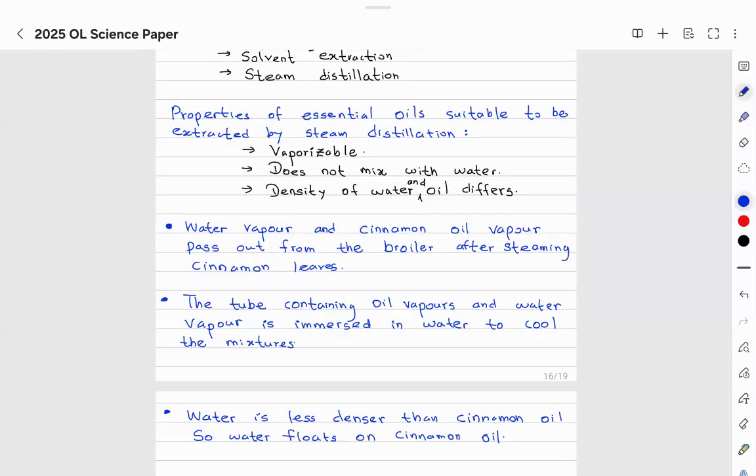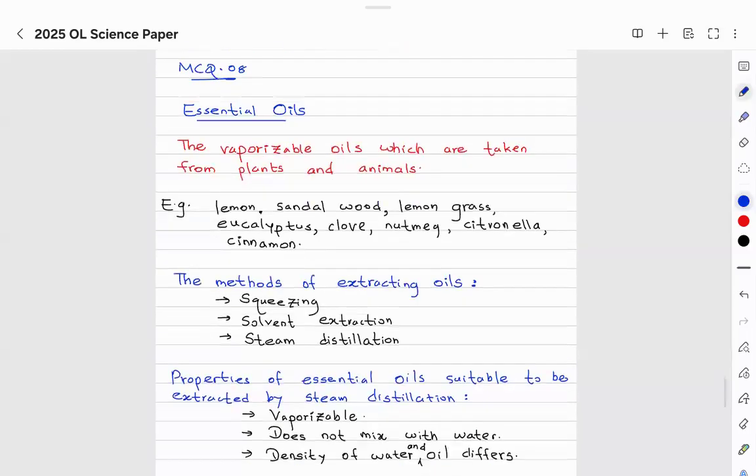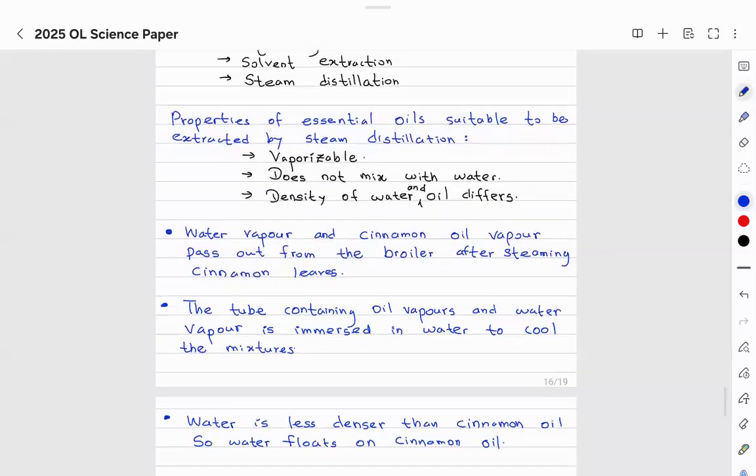Then water vapor and cinnamon oil vapor both are vaporizing. So both vapors, that means oil vapor and the water vapor, are immersed in water and cool the mixture. Then what will happen? Water has less density than cinnamon oil. So therefore, water is floating on cinnamon oil and we can extract cinnamon oil. That is the process in brief. Okay. Then here, as we discussed, the answer should be the second one, right?